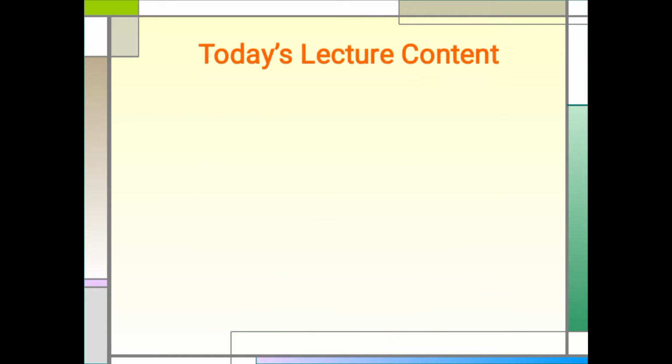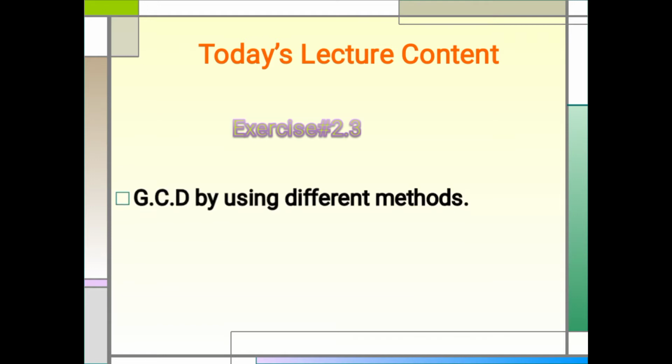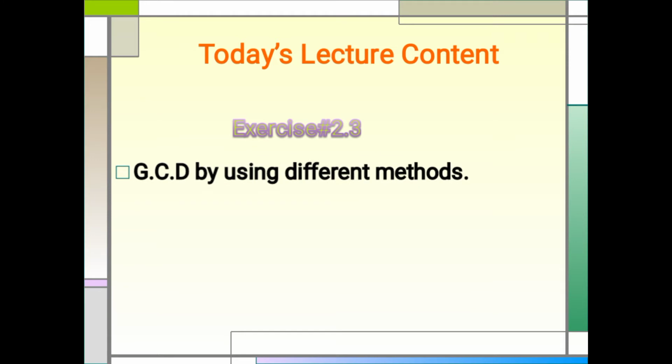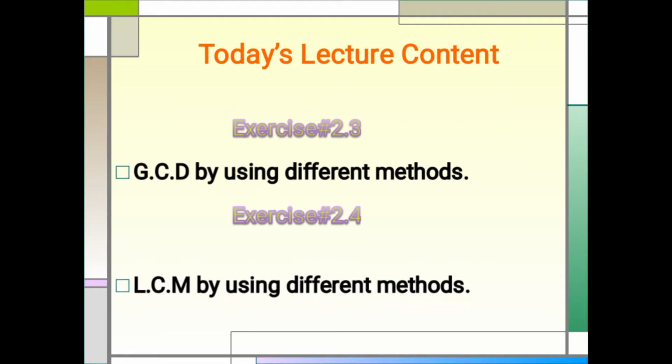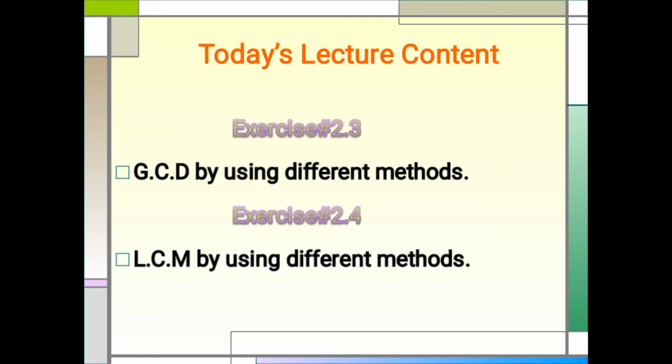So, what are we going to review today? First of all, we will do a small review of exercise number 2.3, and the topic that we are going to cover from exercise 2.3 is GCD by using different methods. And then we are going to review exercise number 2.4 as well, and the topic that we are going to cover from that one is LCM by using different methods. And you all know that these exercises are from chapter number 2, GCD and LCM. Okay, so let's start.